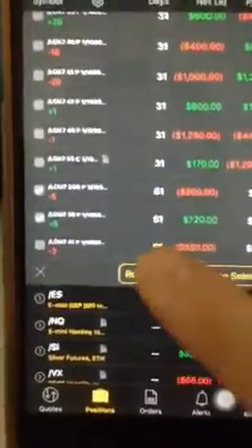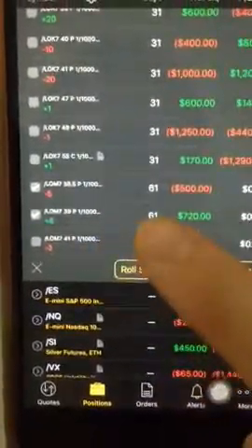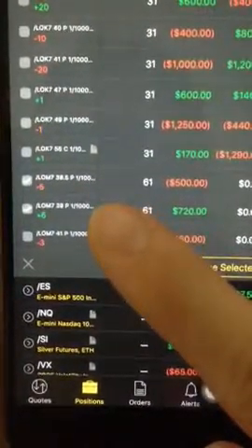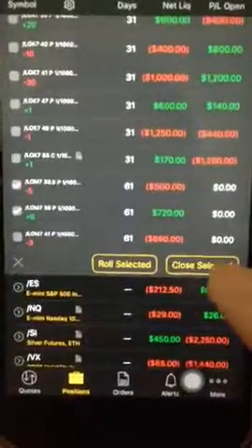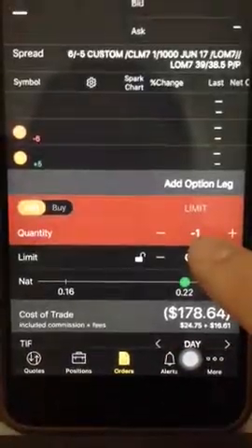Okay, so first of all we're going to begin with these two. So you can check the box for these two, 39 put and 38.5 put. Then you choose close selected.